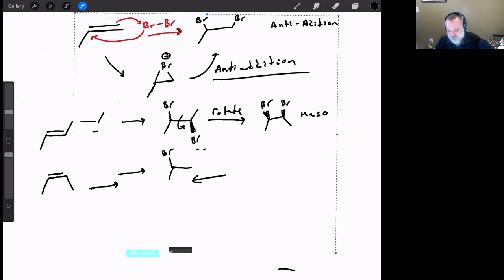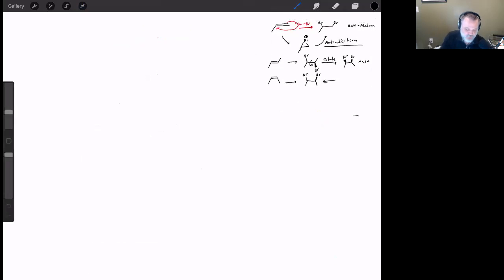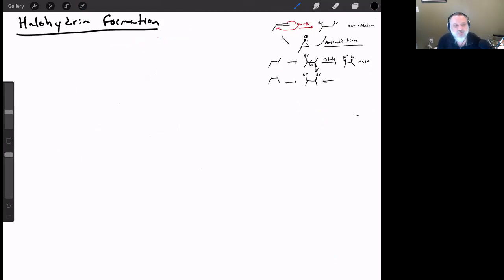All right, using that same reaction, or that same mechanism, here's the next reaction that we're talking about. This is halohydrin formation. We just finished halogenation. This one's halohydrin formation. It involves the same sort of reagents, the same starting material, the same Br2, but now we're going to do it in the presence of water. It adds bromine to one location, but an OH to another location.